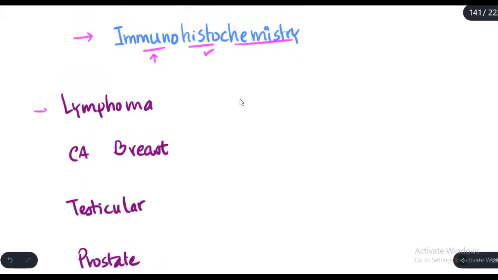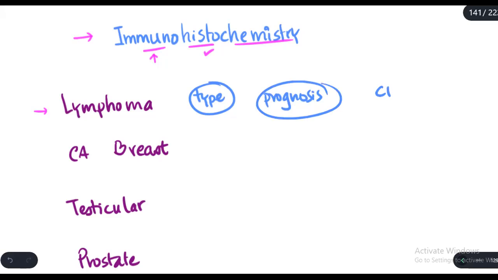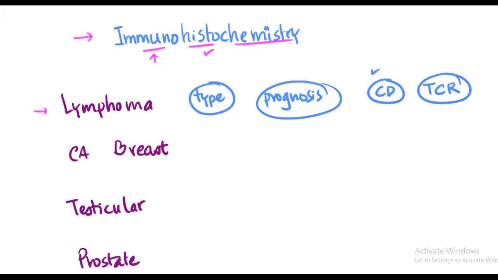Starting with lymphoma, immunohistochemistry can help in the diagnosis of lymphoma, in determining the type of lymphoma and the prognosis of lymphoma, because different CD markers are associated with different levels of response to different therapies. We can use not only CD markers, we can also use the T cell receptors. Next up is CA breast, carcinoma breast.